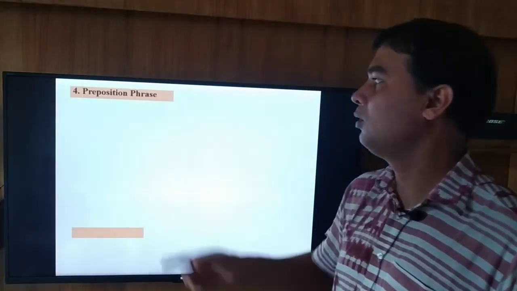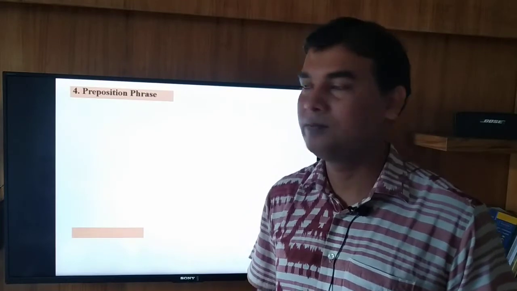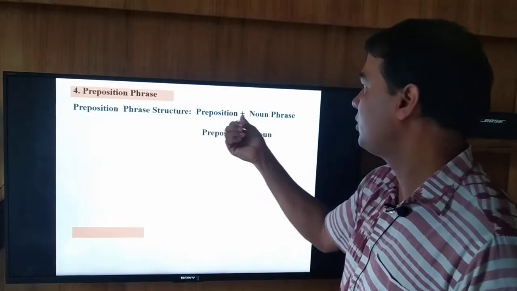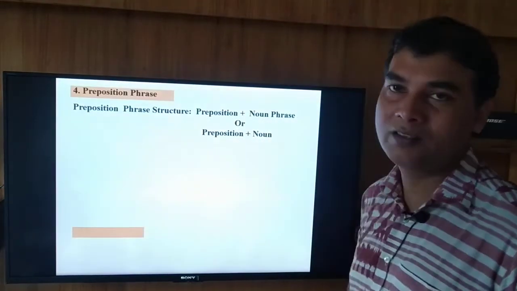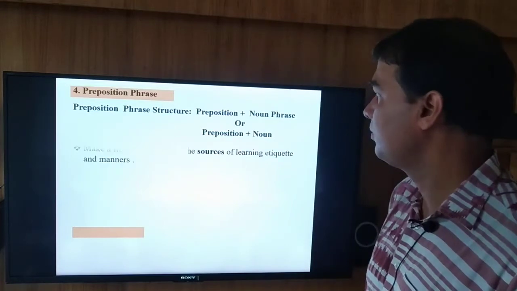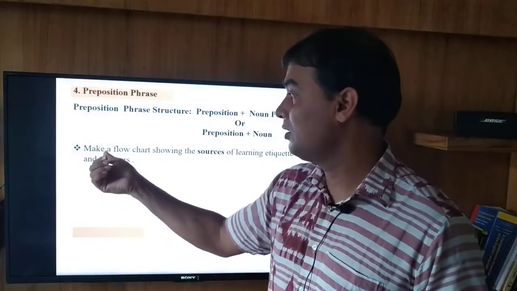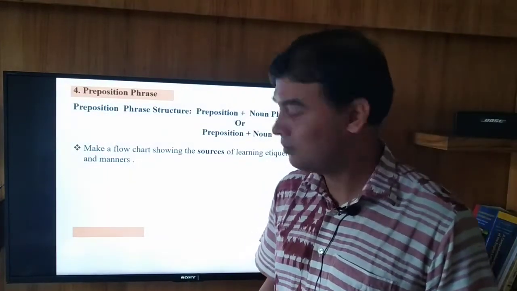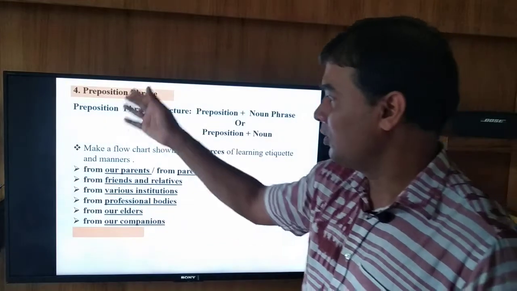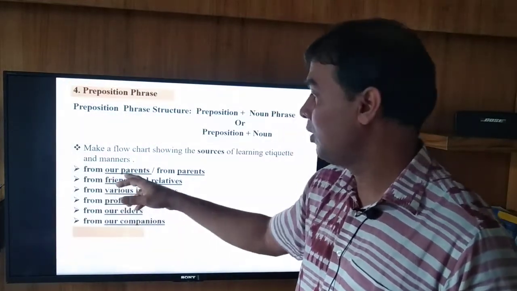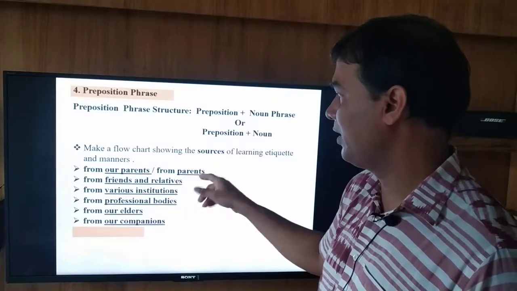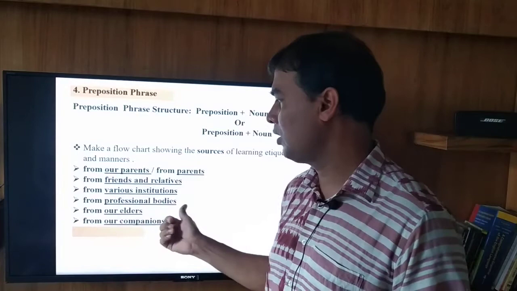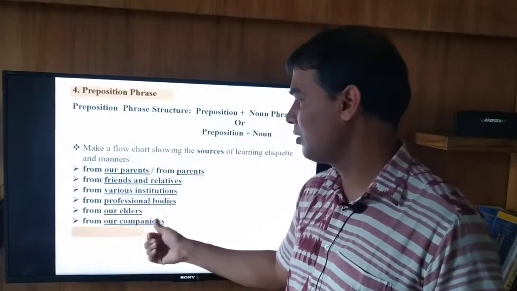Now technique number 4, preposition phrase. This is the structure of prepositional phrase: preposition plus noun phrase or preposition plus noun. Now in the question paper, suppose the question is make a flowchart showing the sources of learning etiquette and manners. So this might be the probable answer: from our parents or from parents, from friends and relatives, from various institutions, from professional bodies, from our elders, from our companions.